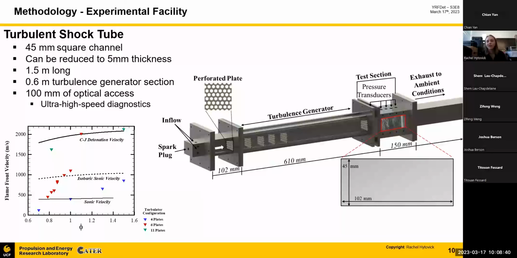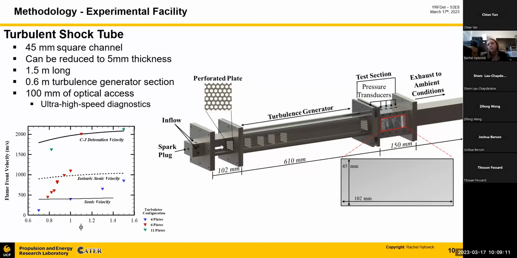And this is all going to be done in the turbulent shock tube. This is a rundown of the facility we use for our experiments, and it is a 45 millimeter square channel. Most of the time it is 45 millimeters in its entirety. Occasionally we will shrink it down to 5 millimeters in thickness, and when we do that, it is only in the test section portion, not throughout the entirety of it. It's 1.5 meters long, and it has a little bit over 0.5 meter of turbulence generators.